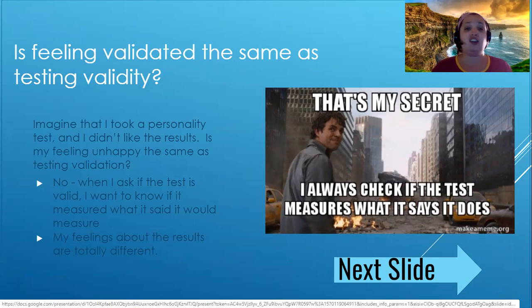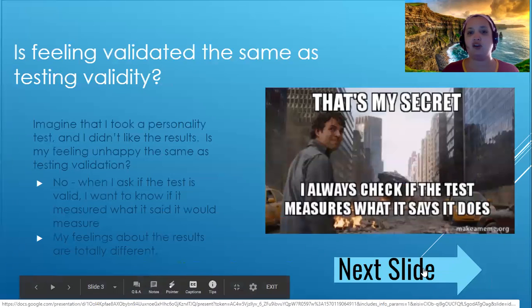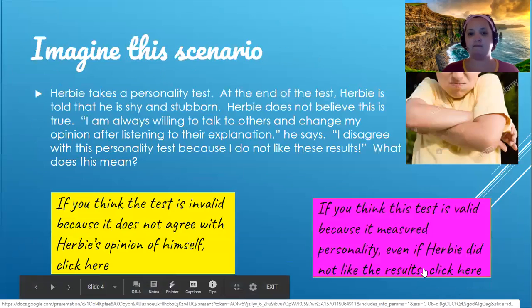Okay, so I could take a personality test, let's say, and I might go through and take it, and it comes back and it tells me that I'm an angry person who's always yelling at people. Well, I may think, no, I'm not. That's not me. I try to be happy. I try to be more positive. So I might not like the results. That may make me feel unvalidated, but that's not the same as if I say, is this test valid? Well, the test said it would measure personality. It did measure personality. Therefore, the test is valid, but I don't like my results. So that's really important to be super careful when you're doing that.